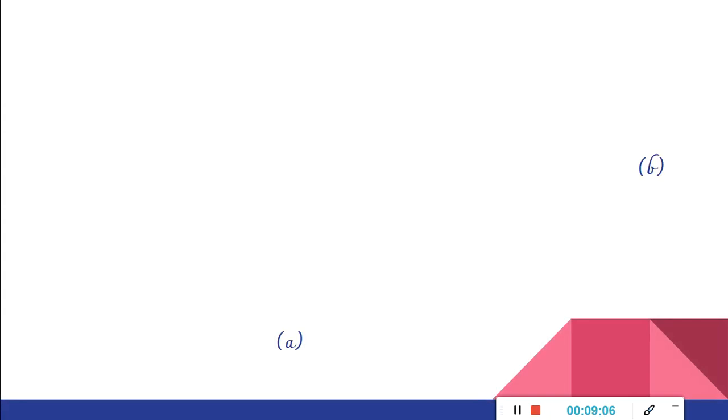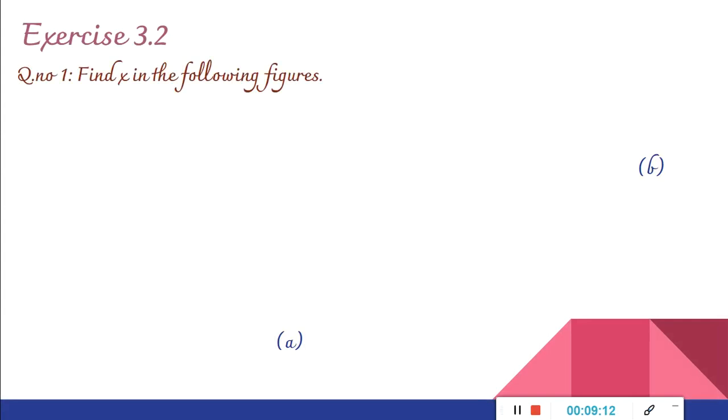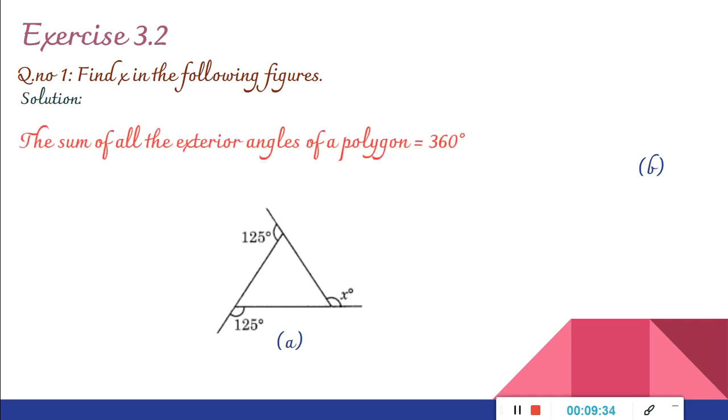Now we can start our exercise. So we are starting our first exercise 3.2, question number 1. Find x in the following figures. So first we can solve first figure, that is A. Here we have to find the x, means here exterior angle, isn't it? Other two exterior angles are given. Third angle we have to find. Very simple it is. So here we are using the sum of all the exterior angles of a polygon is 360 degree. So here two angles already given, third we want to find. So we can add these two angles together and subtract it from 360. Then we will get the third angle, isn't it?